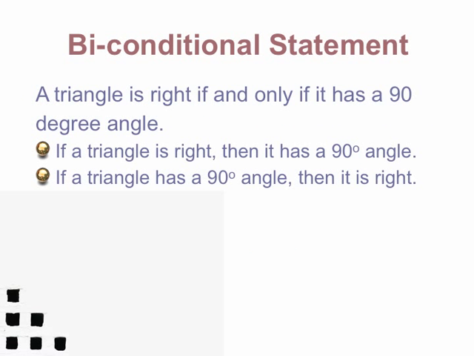A biconditional statement uses the phrase if and only if, and it can be read from left to right or right to left, but either way it's true. For example, a triangle is right if and only if it has a 90-degree angle. You can read it from left to right this way. If a triangle is right, then it has a 90-degree angle. Or, let's read it from right to left. If a triangle has a 90-degree angle, then it is right.